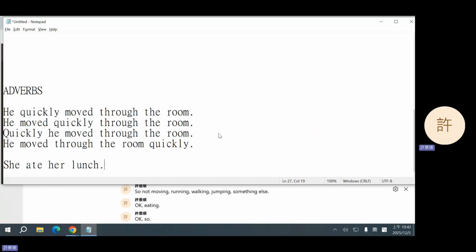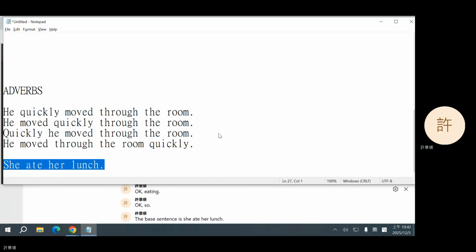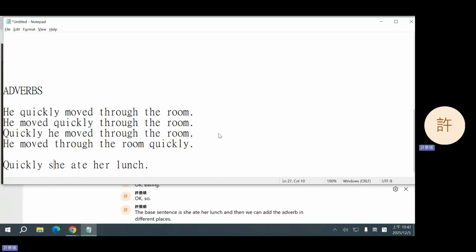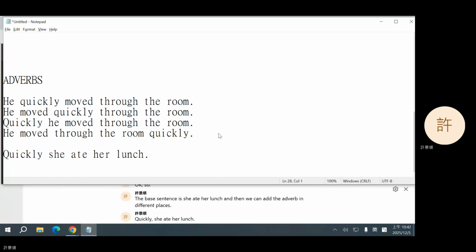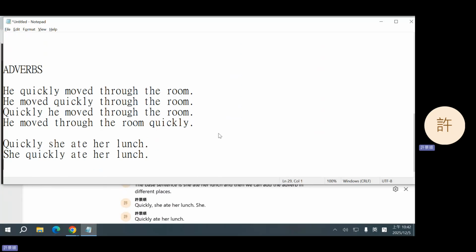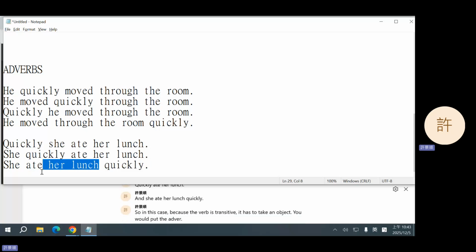Okay, so the base sentence is she ate her lunch. And then we can add the adverb in different places. Quickly, she ate her lunch. She quickly ate her lunch. And she ate her lunch quickly. So in this case, because the verb is transitive, it has to take an object. You would put the adverb after the object. This cannot be separated.